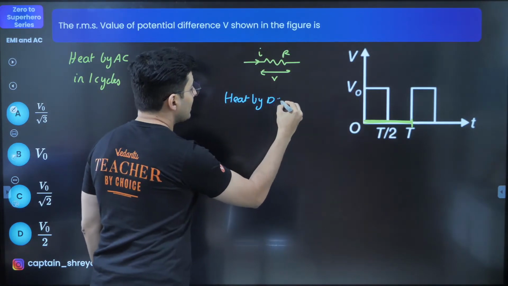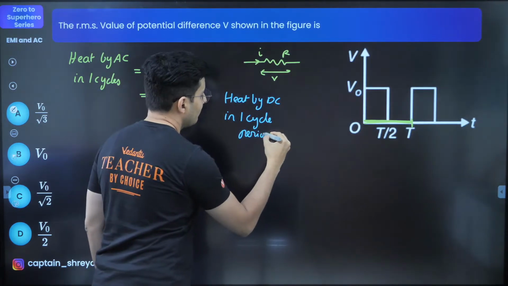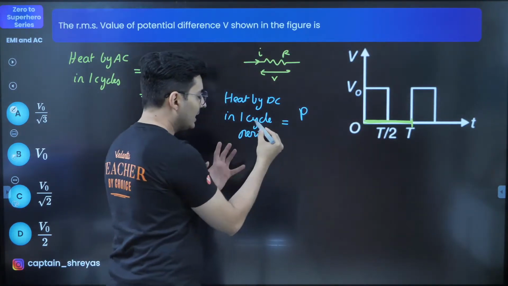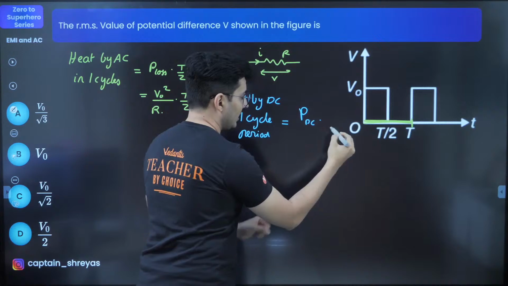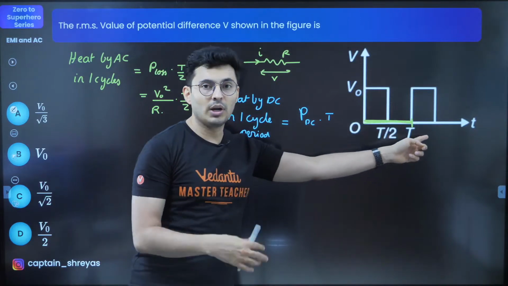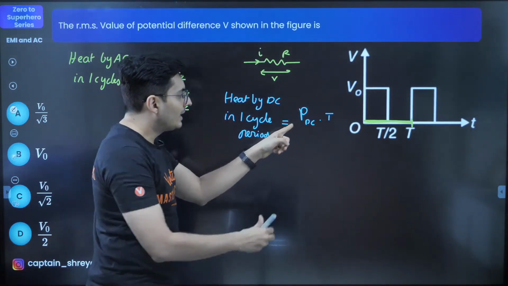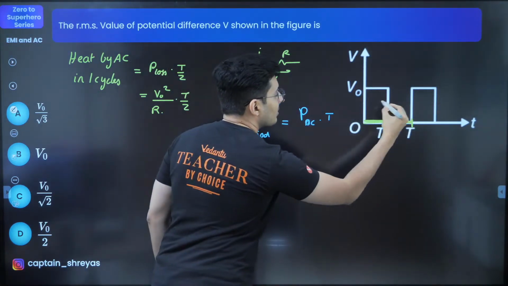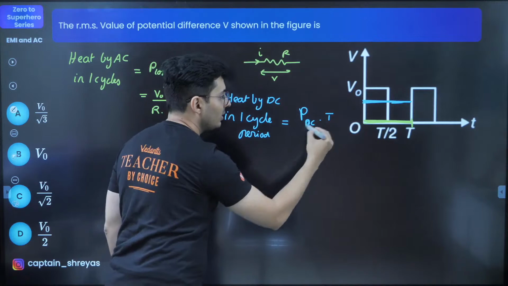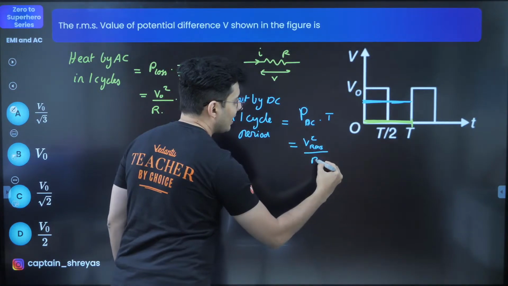Now, the heat by DC in one cycle period will be the power lost in the DC into the time. The time is the total time. It's not my fault that in AC, half the time you did not create any current. So in DC, if I pass some current constantly for some time, the heat loss will be power into time. Power will be V RMS square by R, into T.